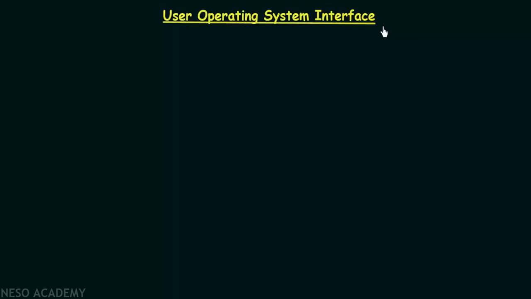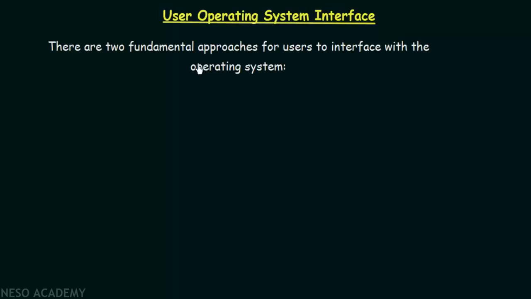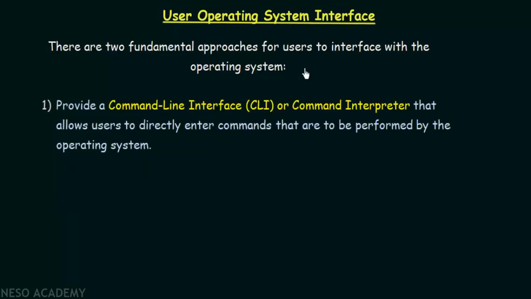So in this lecture, we'll be seeing a little bit more about user interfaces, and what approaches allow the user to actually interact with the operating system. Now, there are two fundamental approaches for users to interface with the operating system. If you remember, we talked a little bit about this in the previous lecture. The first one is the command line interface, or CLI.